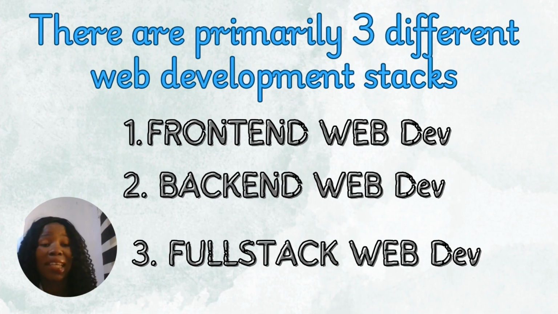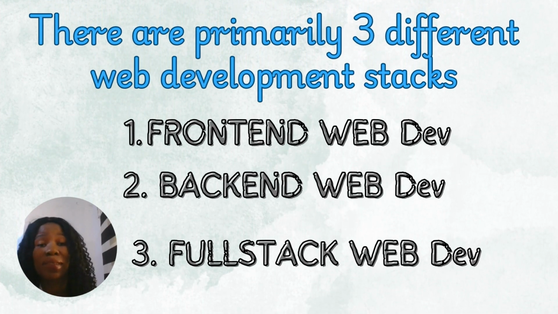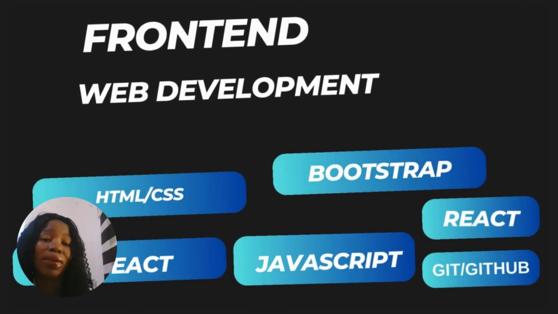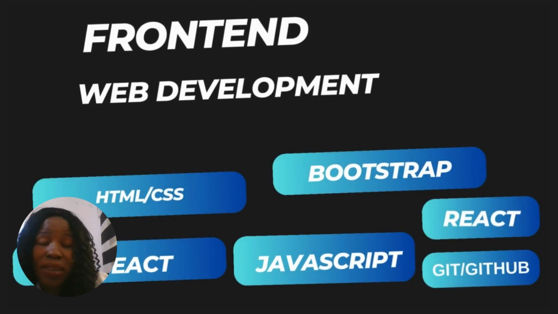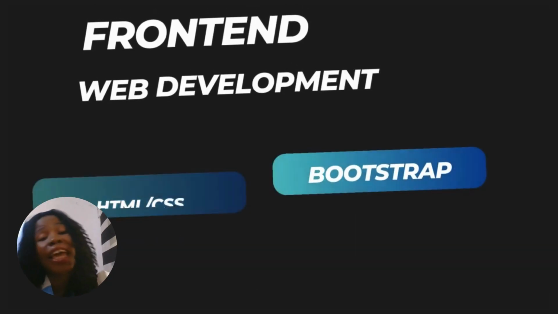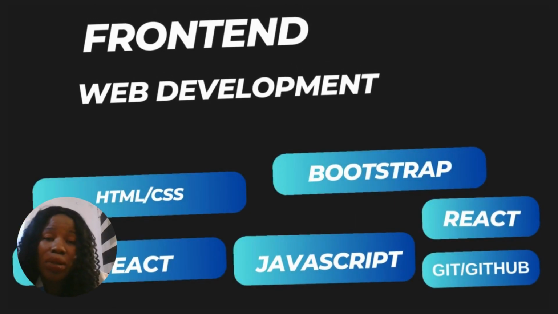There are primarily three different web development stacks: front-end web development, back-end web development, and full-stack web development. Front-end web development consists of technologies, tools, and libraries like HTML, CSS, JavaScript, React, which is a JavaScript framework, then Bootstrap, which is a CSS framework, and then Git and GitHub.